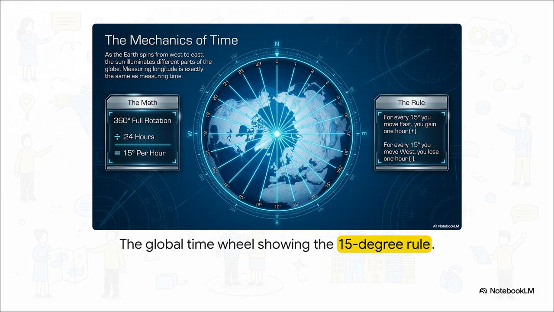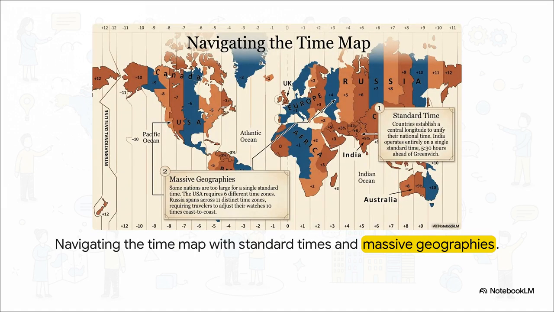For every 15 degrees you move east, you gain an hour. For every 15 degrees you move west, you lose an hour. When we apply that rule to the world map, we run into some truly fascinating geographical anomalies. To keep things unified, countries will establish a standard time based on a central longitude. India, for example, operates entirely on one single standard time.